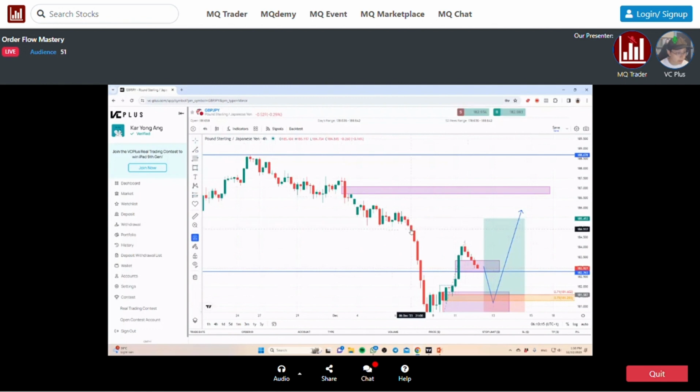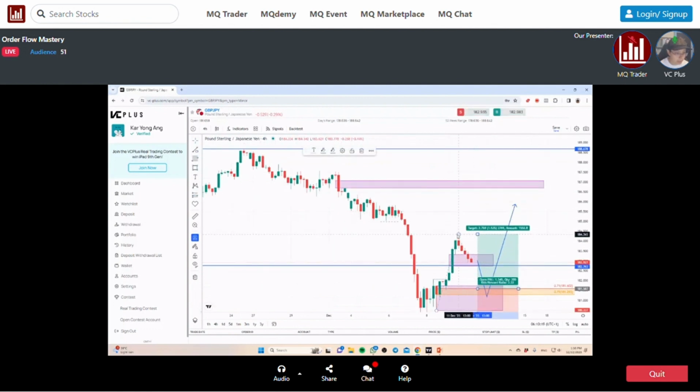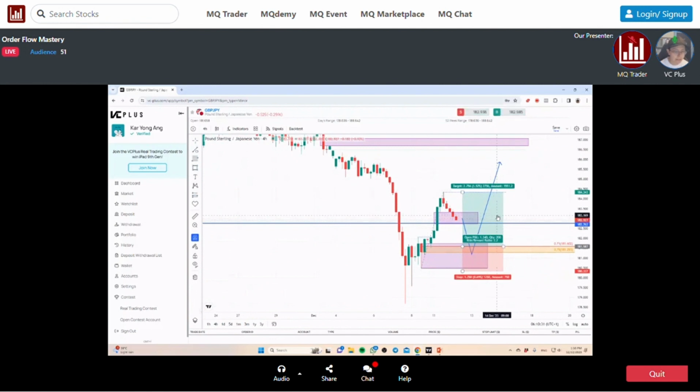Okay, there are some fair value gaps over here as well. Again, of course, the most conservative approach is you can just aim for that as TP1. You can first aim for the previous high here as TP1, then maybe target 2, target 3. So yeah, your risk reward is definitely going to be there.